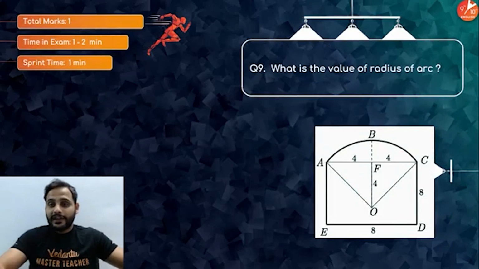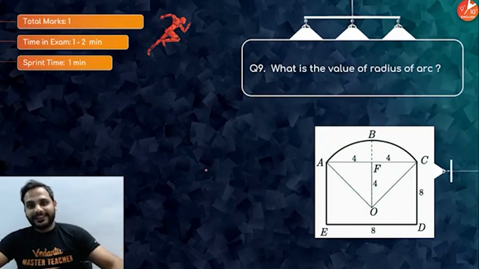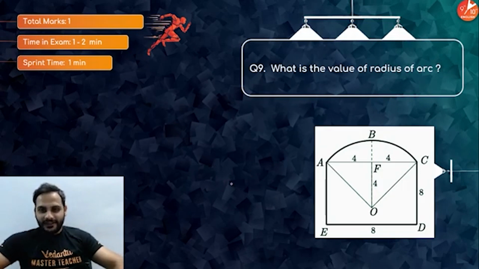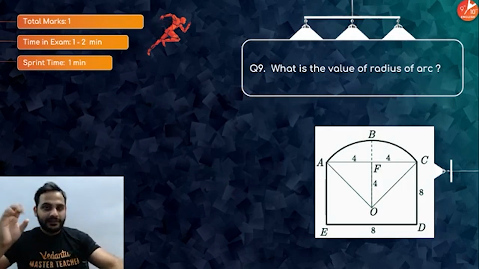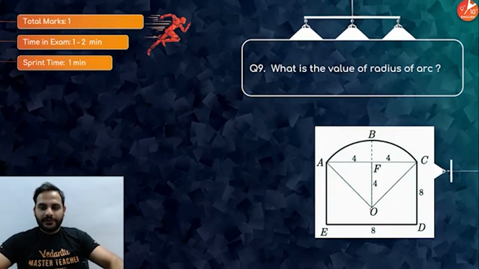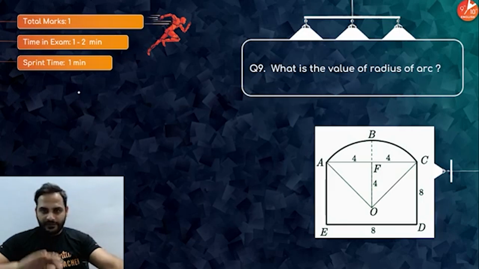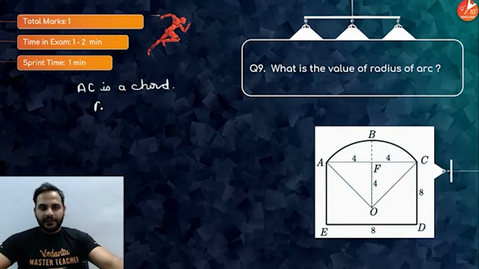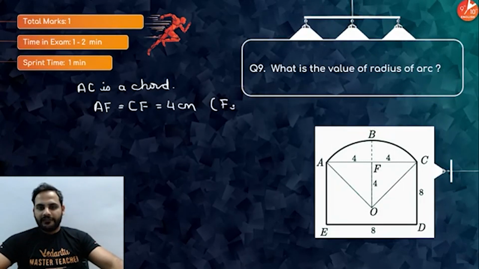Okay. First thing, what is the value of the radius of the arc? What will be the value of the radius of the arc? अब बेटा देखो इसमें ना थोड़ा सा grade 9th का, grade 9 circle topic you need to remember. We know that देखो AC is a chord. Can you all see? If ABC is an arc, I can say AC is a chord. If AC is a chord, I can say AF is equal to CF. Both are 4 centimeter. That means F is the midpoint of AC.